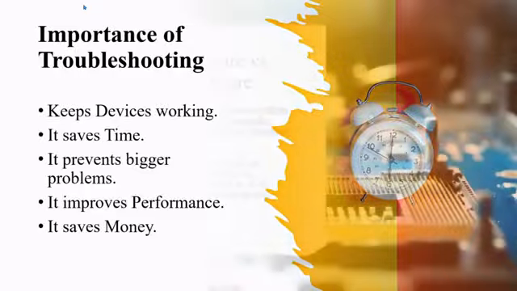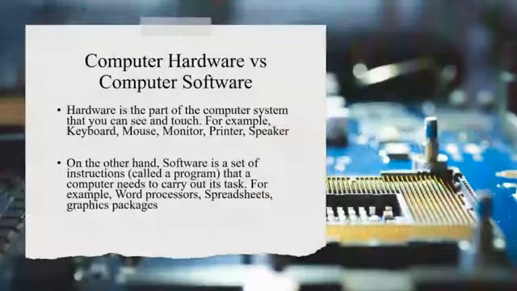Moving right along, now we're going to look at two important concepts: computer hardware versus computer software. Hardware is the part of the computer system that you can see and touch. So any part of the computer that you can see and touch is referred to as hardware. For example, the keyboard, the mouse, the monitor, the printer, the speaker, and the list goes on. All these things we're able to see with our physical eyes and touch as well.